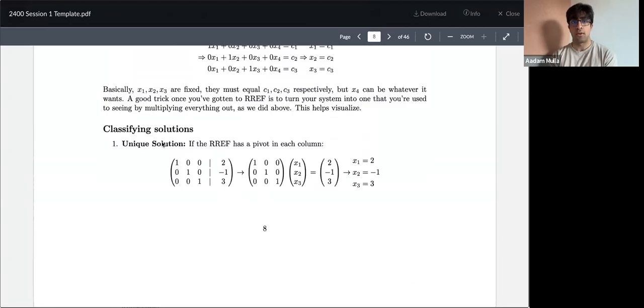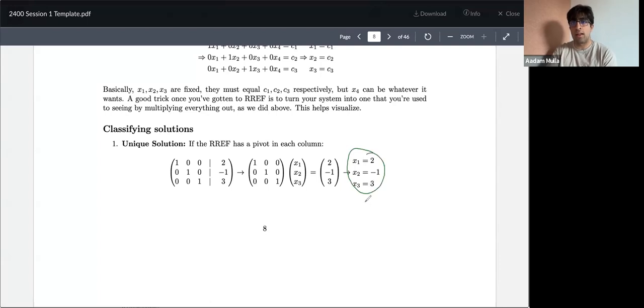If you row reduce and you have a pivot in each column, see, we have a pivot here because there's a leading one in the column, a pivot here, and a pivot here. Also, you can just tell that when we write this out, we're literally saying that x1 has to equal 2, x2 has to equal 1, and x3 has to equal 3.